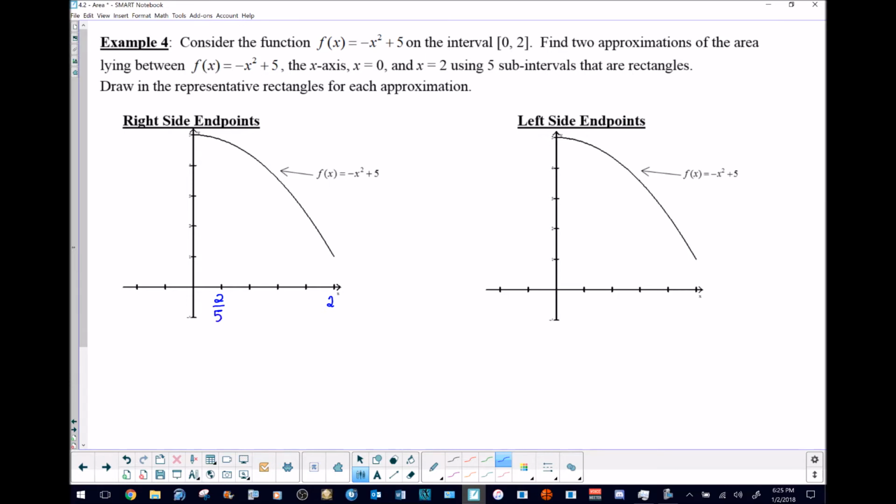So your first partition would be right at 2/5. 2/5 beyond that would take us to 4/5. 2/5 beyond that would be 6/5. 2 more fifths would be 8/5. And then if I go 2 more fifths beyond 8/5, I would have 10/5, which of course is our 2.